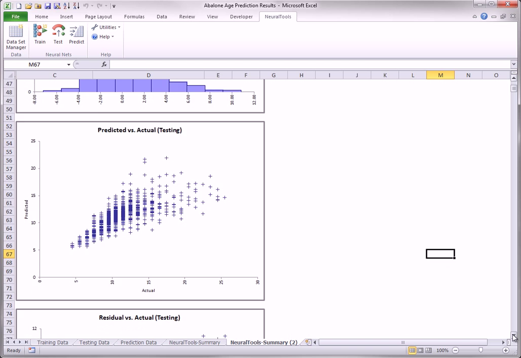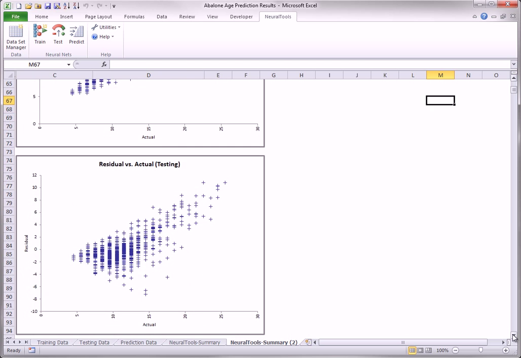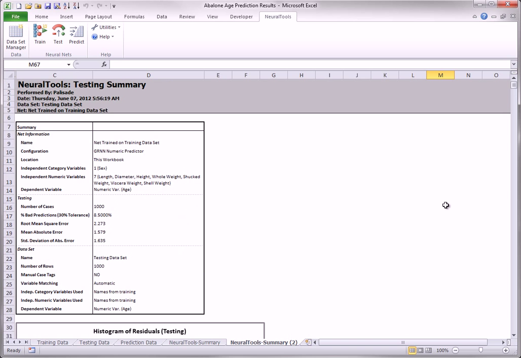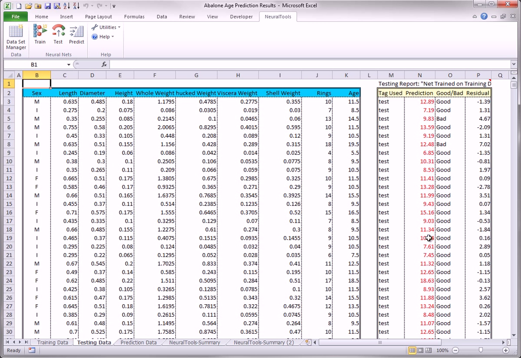Several scatter plots as well. Note that a prediction is labeled bad if its absolute percentage difference from the actual value is beyond the tolerance shown, in this case, 30%. This 30% is a setting that can be changed in the NeuralTools Application Settings dialog box. As with classifications, the predictions are also placed in the same worksheet as the data, in this case the testing data.